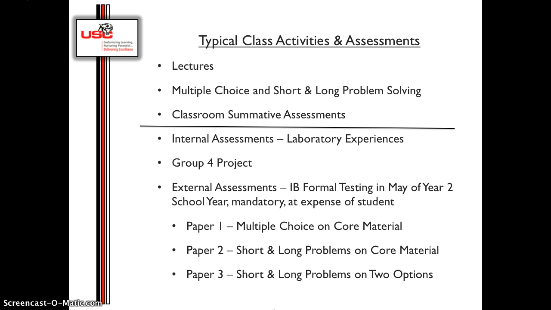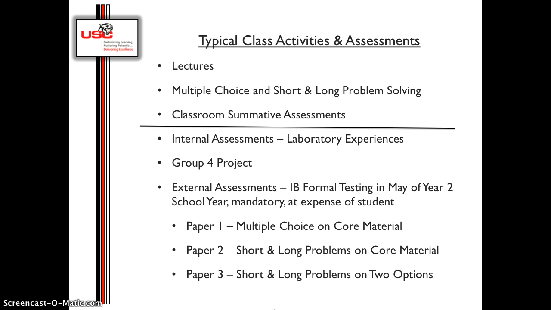There will be classroom summative assessments, which will be mostly unit tests. Internal assessments are laboratory experiences where we follow the IB Physics rubric for internal assessments, and then the Group 4 project where students will work together and then present their findings. The first 5 bullet points will make up the student's grade at Upper St. Clair. These grades are given in the form of A, B, C, D, or F.